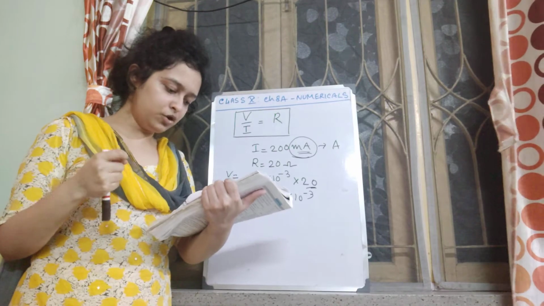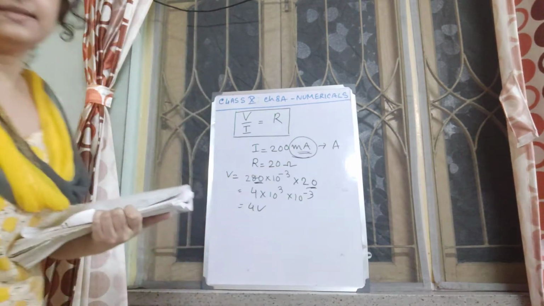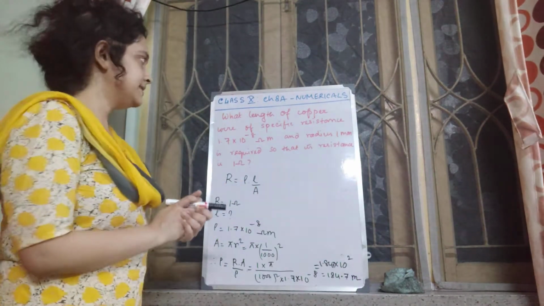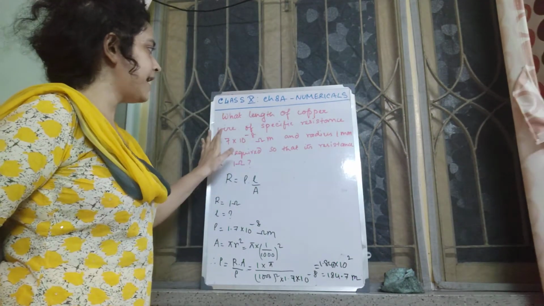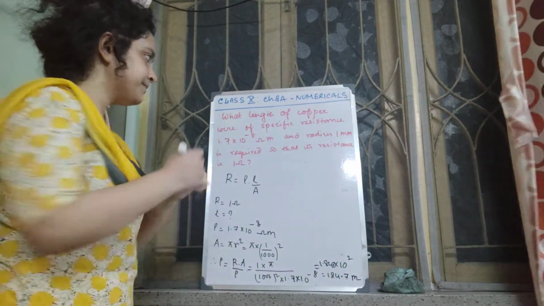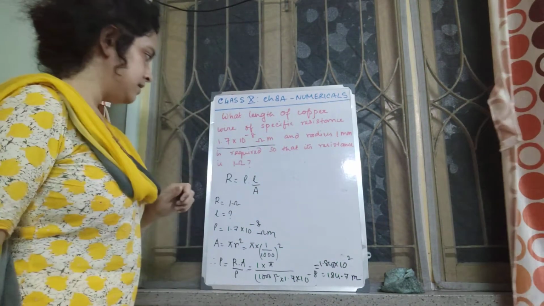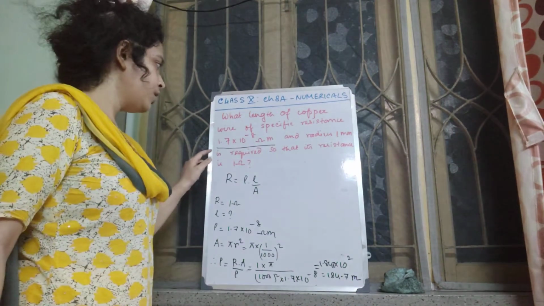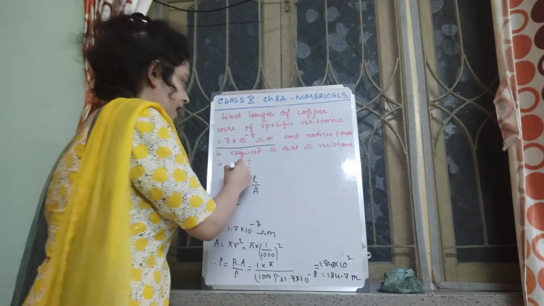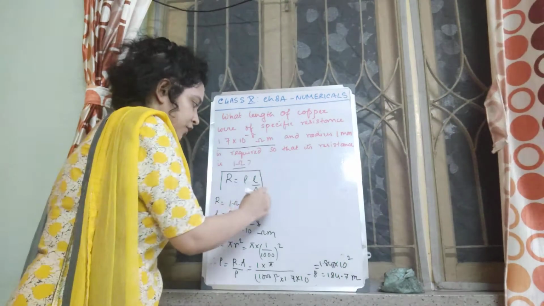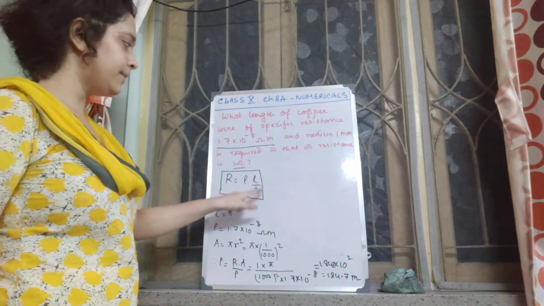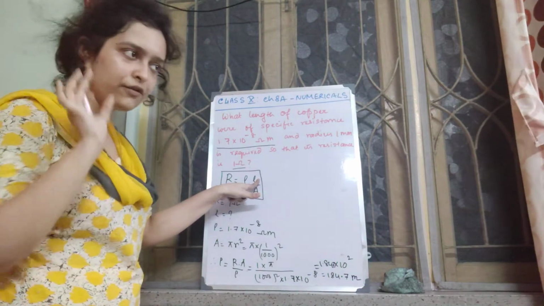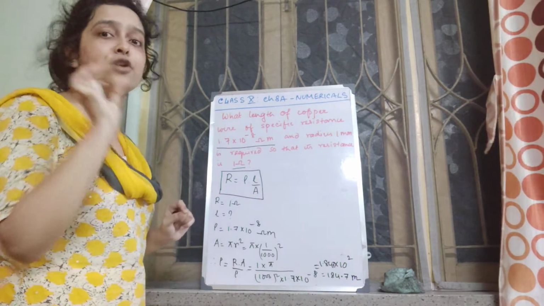Next, let's come to the specific resistance. Now see a sum from specific resistance. What length of copper wire of specific resistance given and radius 1 millimeter, why radius is given, I will tell you, is required so that its resistance is 1 ohm. Do we remember this formula? R equal to rho into L by A, where R is the resistance, rho specific resistance, L length of the wire, and A is the area of cross section of the wire.